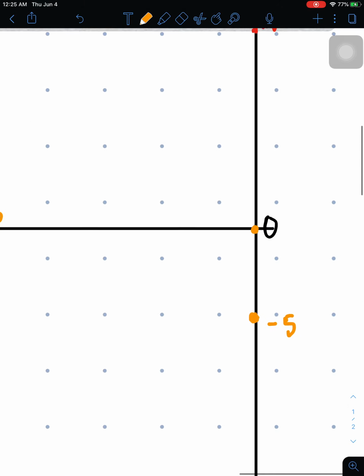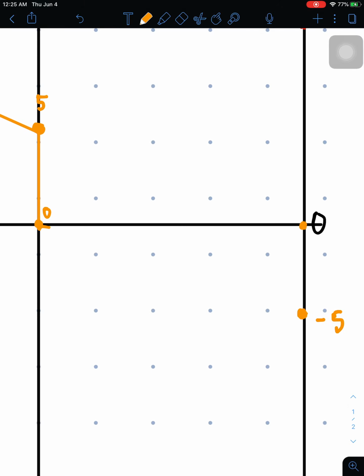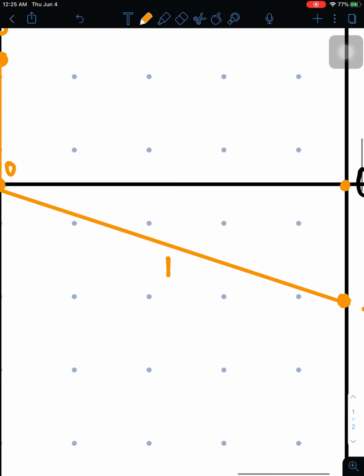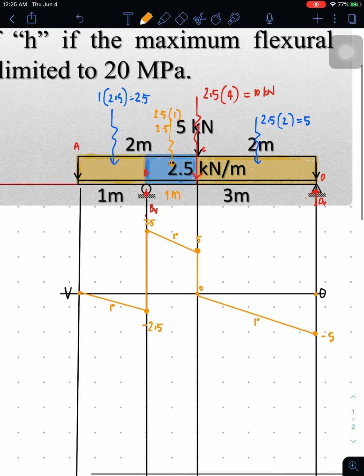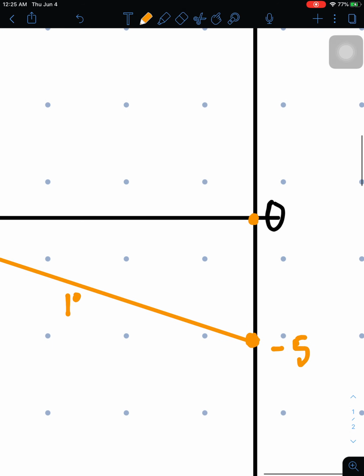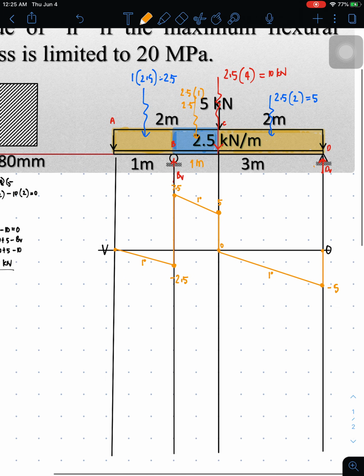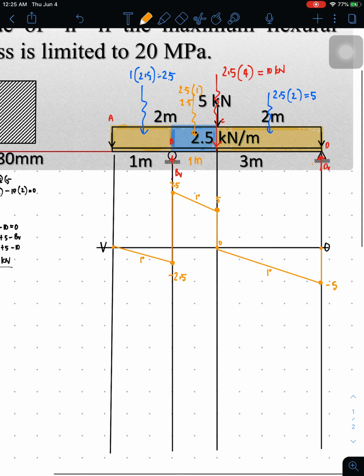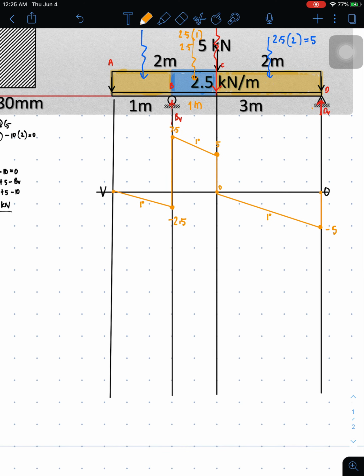And then connecting the 0 and the negative 5 with a straight line. Inclined line, by the way. Okay, again, 0 degree ang ato ang curve. Ato ang load. And this one should be in vertical. Okay, this is our shear diagram. Now, let us proceed in drawing the moment.